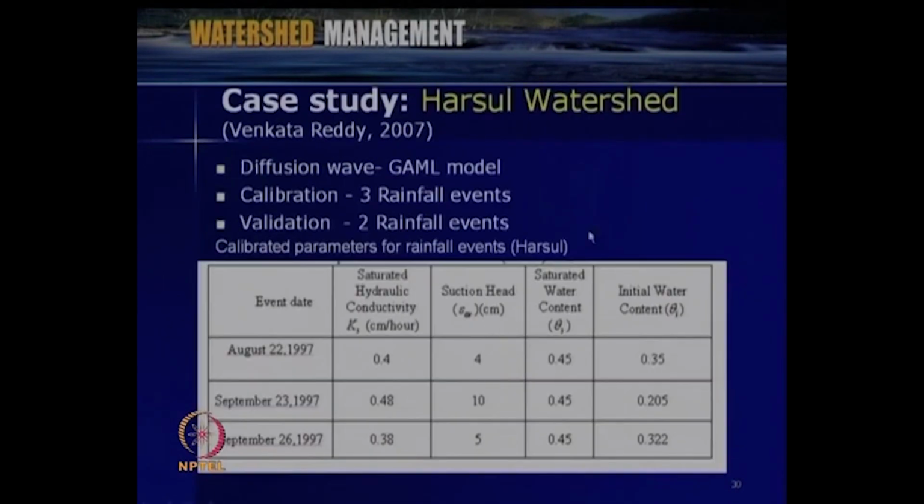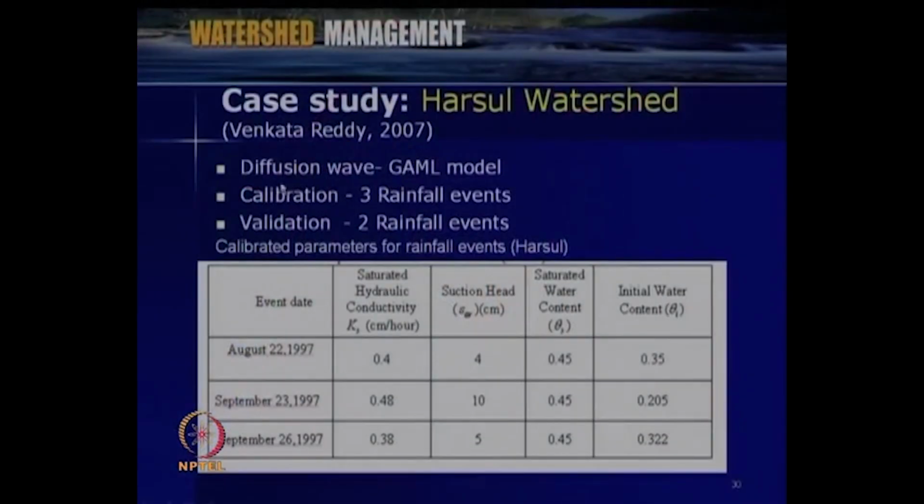And then as I mentioned, we developed the scheme, and then we solved the system of equations to identify for a given rainfall condition how the runoff will be taking place at any location of the watershed. So, here some results I am presenting. This is based upon the diffusion wave model done by Venkat Reddy, and the infiltration model is the Green-Ampt model. He used 3 rainfall events for calibration and 2 rainfall events for validation.